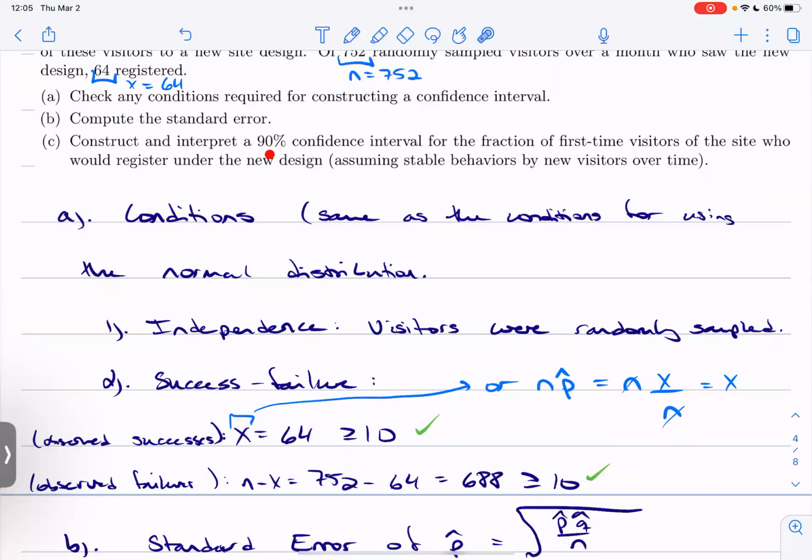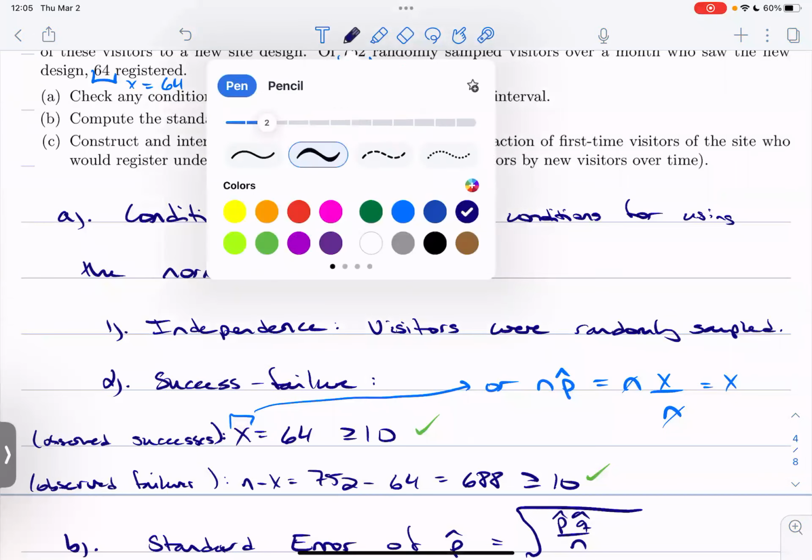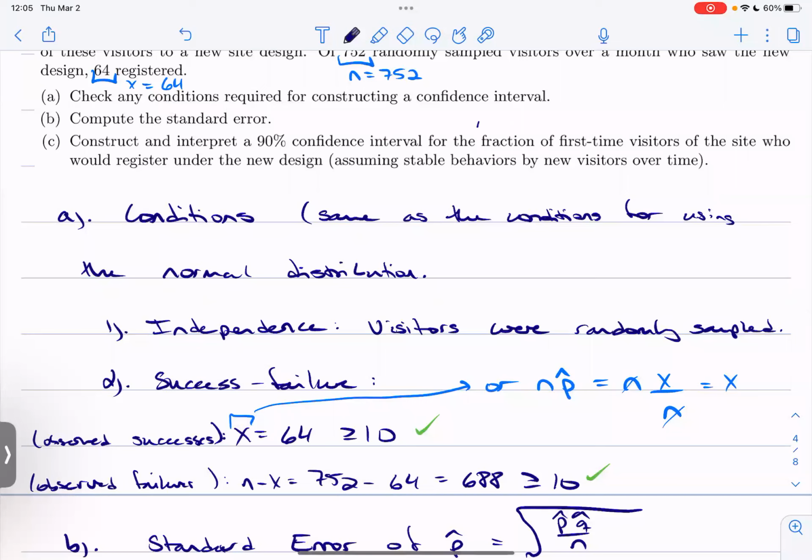Construct and interpret a 90% confidence interval for the fraction of, and here I just want to note that a fraction is just a proportion, right? 64 over 752. I don't use the term fraction. I like to kind of lead you down the path that I want. What proportion of blah, blah, blah, just to point you in: okay, this is a proportion question. But we can use fraction, that's fine.